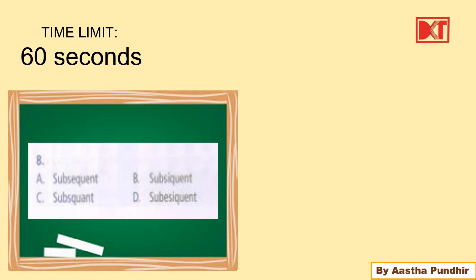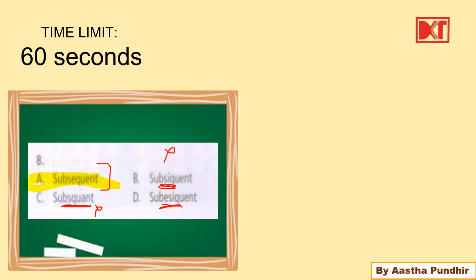Okay, so the next word is subsequent. The correct spelling is A. Subsequent. S-U-B-S-E-Q-U-E-N-T. The other words, VSIQUENT, this is incorrect. C, subs, here there is no vowel, and then here QUANT. This is incorrect. Then D, subsequent, this is also incorrect. All right.